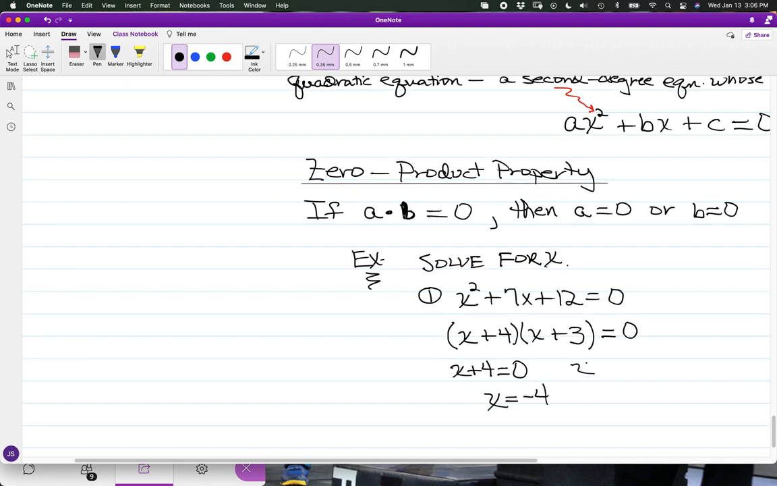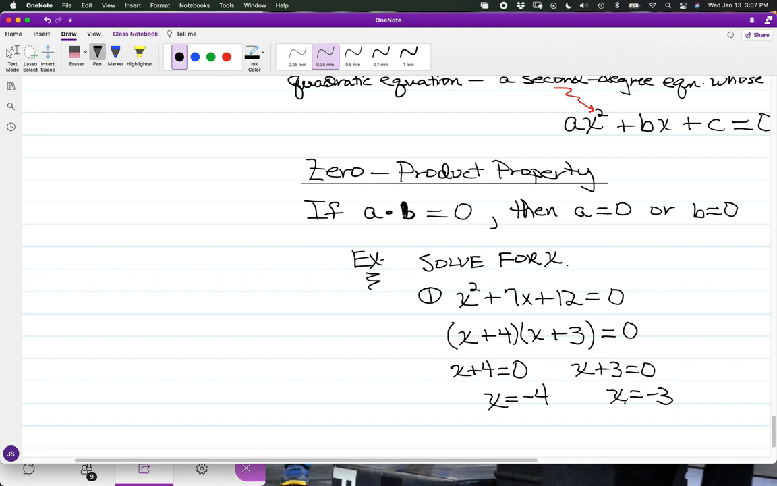And if, on the other hand, we have that x plus 3 is equal to 0, we're going to have that x is equal to negative 3. And you can always go back and check your solutions. We have negative 4. Now, x at negative 4 squared is going to be a positive 16. 7 times negative 4 is a negative 28. So 16 plus negative 28 will be negative 12. Negative 12 plus 12 is 0.